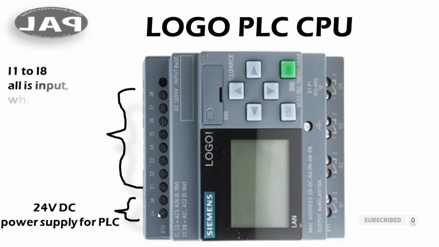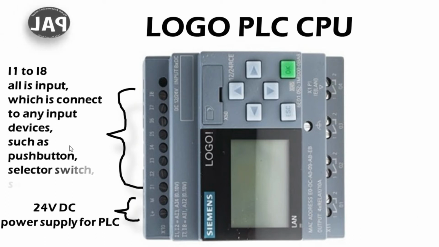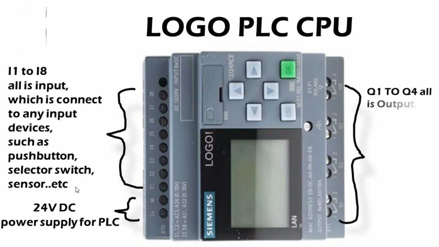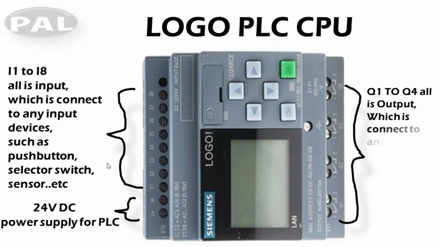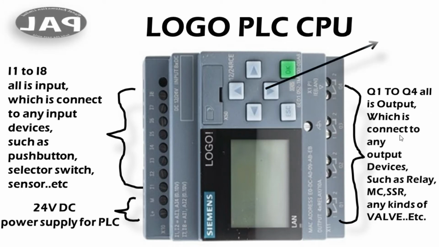This is the L1, L plus, M. This is the power supply, 24 volt power supply, and this is I1 to I8. All are inputs, which are connected to any kinds of devices such as push button, selector switch, sensor, accessory. All your input devices are connected here. This is your output, which is connected to any output devices such as relay, MC, SSR, any kinds of bulb, etc.